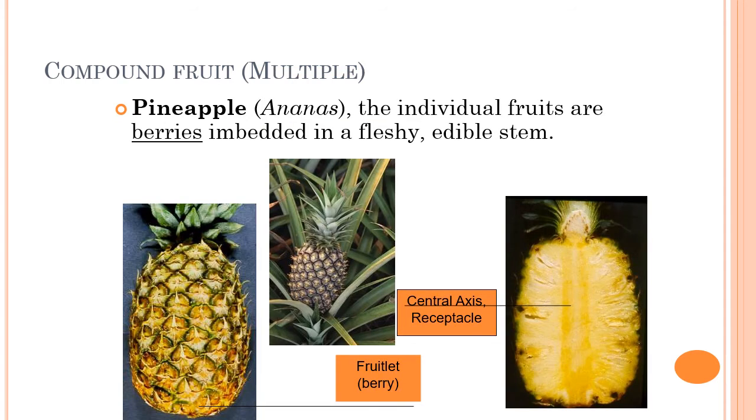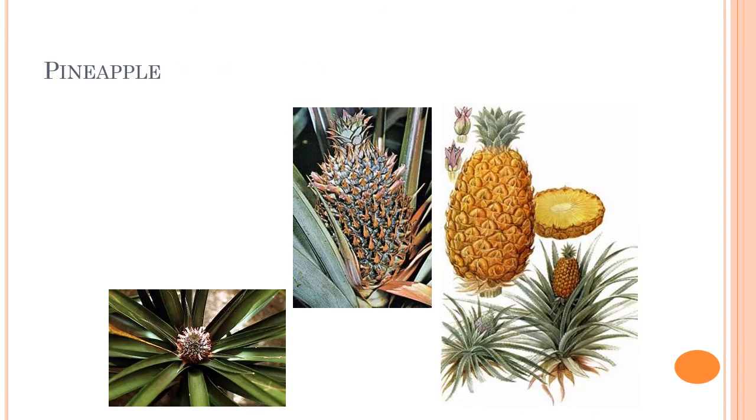Pineapple is the famous multiple fruit, and this is the axis of the fruit, and these are individual flowers making multiple fruits. So for multiple flowers, multiple ovaries, multiple fruits, all stacked on one axis. Here's another picture of the same thing. This is the flowers of the pineapple. Each of them has its own ovary, so multiple ovaries, multiple flowers will give us multiple fruit.